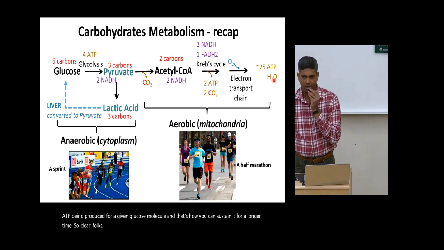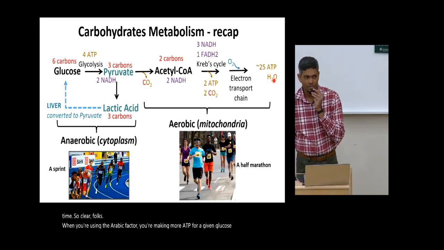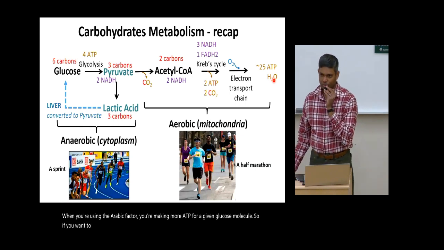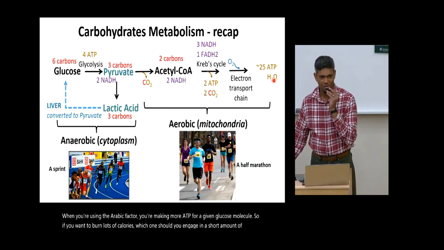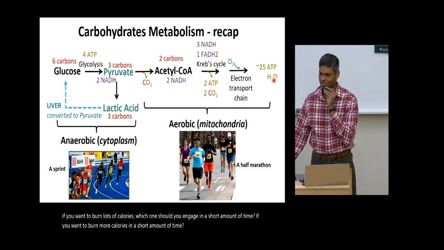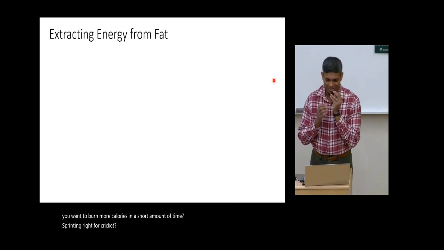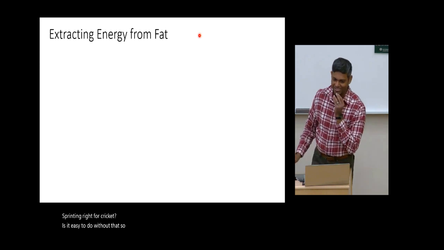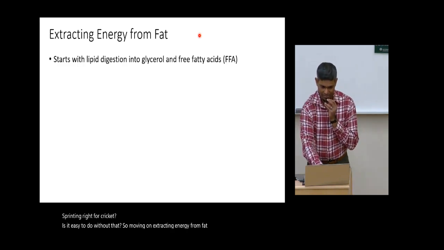When you're using the aerobic pathway, you're making more ATP for a given glucose molecule. So if you want to burn lots of calories in a short amount of time, which one should you engage in? Sprinting, right? Okay, great. Is it easy to do? No, it's not.